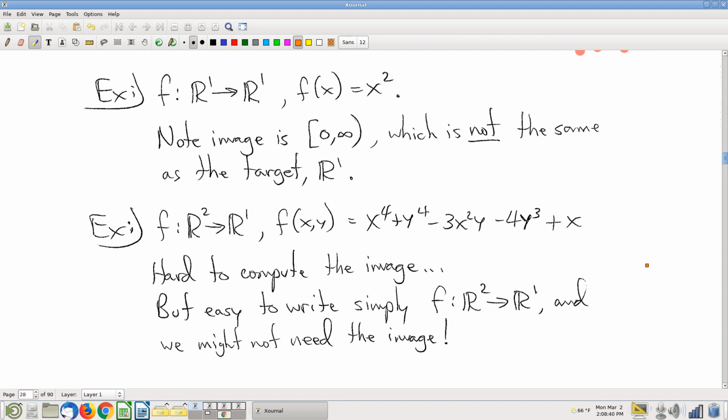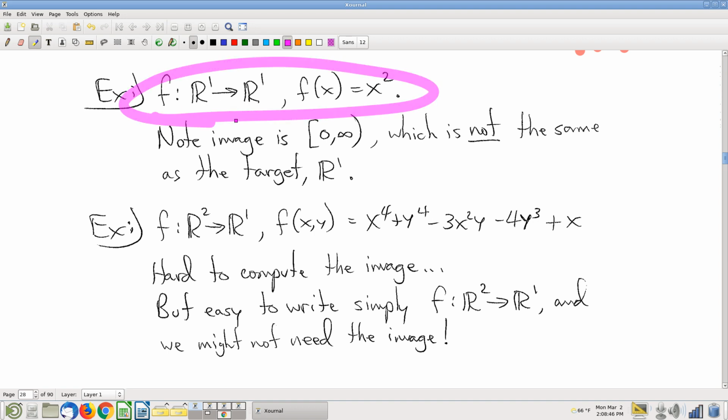First, I want to show you an example where the image and the target are different. This is an easy example from single variable calculus. You don't even really need calculus for this, but here's a function from R1 to R1. So notice the domain is R1. That means this function is defined for all real numbers. The target is R1. What I'm saying by this is that as I describe this function, what comes out of this function will be a real number.